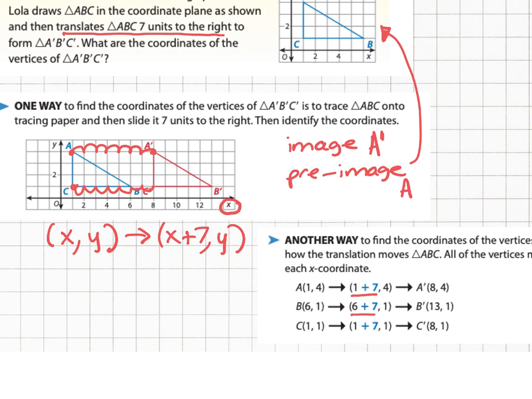B started as 6 comma 1. We moved it to the right 7, and B primed became 13 comma 1. And then C, we moved it to the right 7. Notice that the y stayed the same. If we moved it to the left, instead of an addition sign, we would have a subtraction sign. And if we moved it on the y-axis, we would have an addition if we went up and a subtraction if we went down.